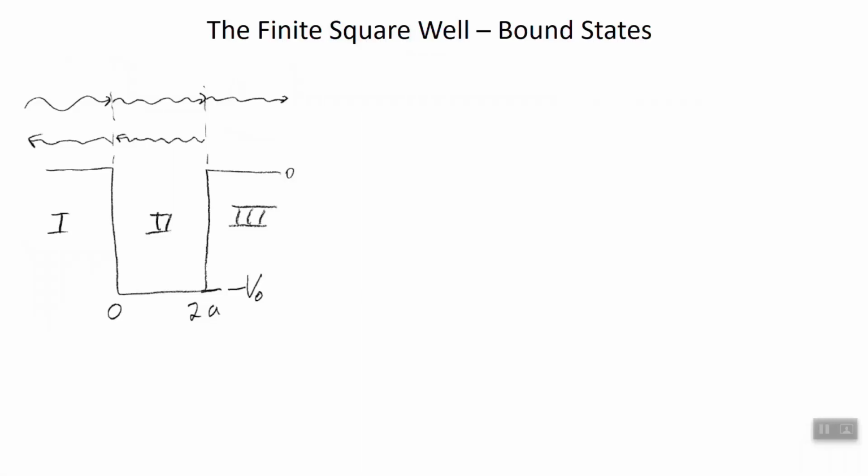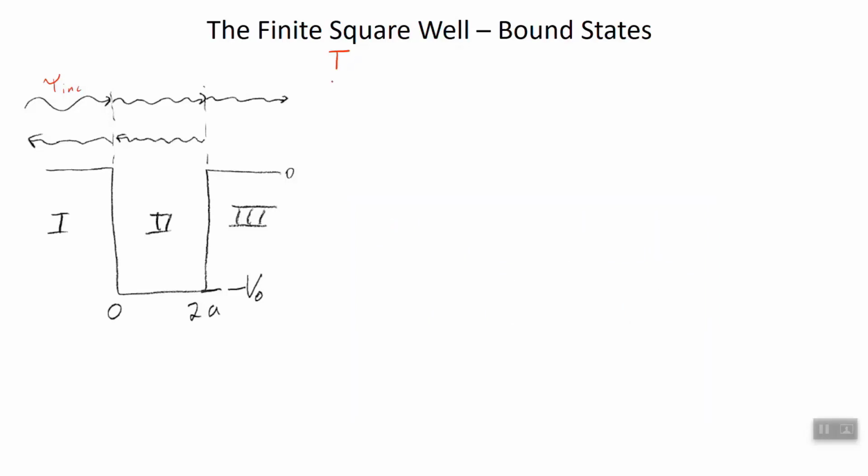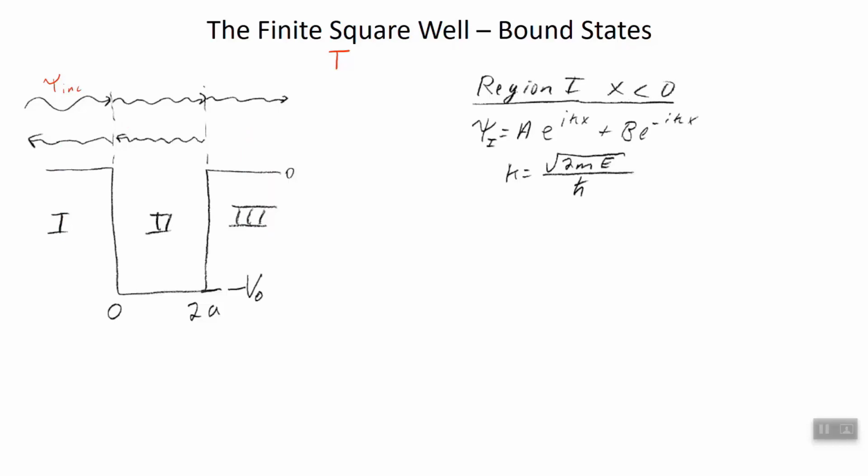Let's take a quick look at the finite square potential well and determine the transmission coefficient, T. The transmission coefficient is the probability that an incident wave, called psi sub I, makes it all the way across the well to the other side. It will be the ratio of the wave function's amplitude squared on the far side divided by the initial wave function's amplitude squared. Divided up into three regions.